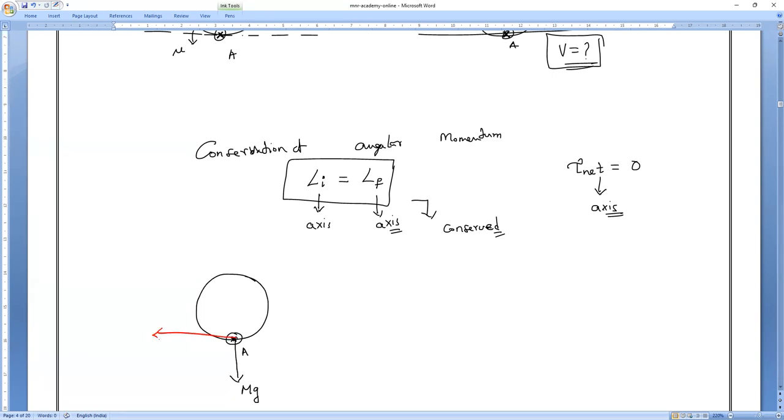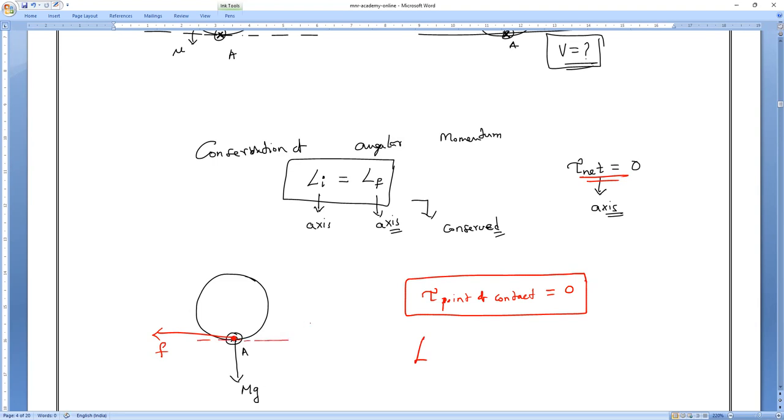And there is a force of friction which is acting. Now, the angular momentum about the point of contact. First, let me take tau about the point of contact. What is tau external about the point of contact? Whatever it is, the external torque is always zero. Clear, everybody?